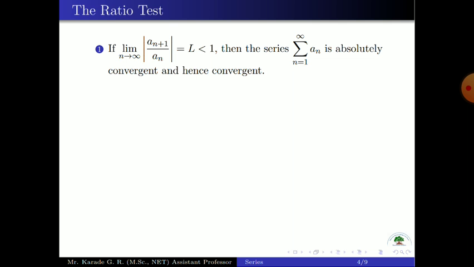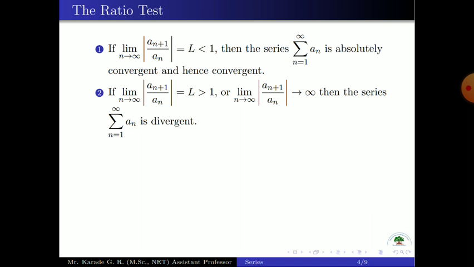So see here, the first statement of that ratio test says that if we have a series summation n equal to 1 to infinity a_n, then we just find out the limit as n tends to infinity of mod a_{n+1} upon a_n, and suppose that limit is equal to L. If that value L is less than 1, then our conclusion is the series summation a_n is absolutely convergent and hence it is convergent. Okay, so this is the first statement of this ratio test.